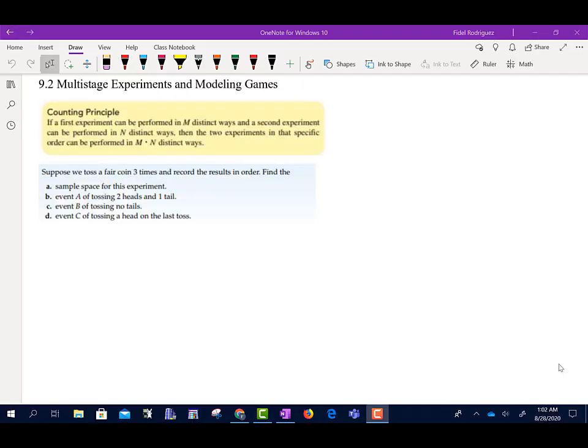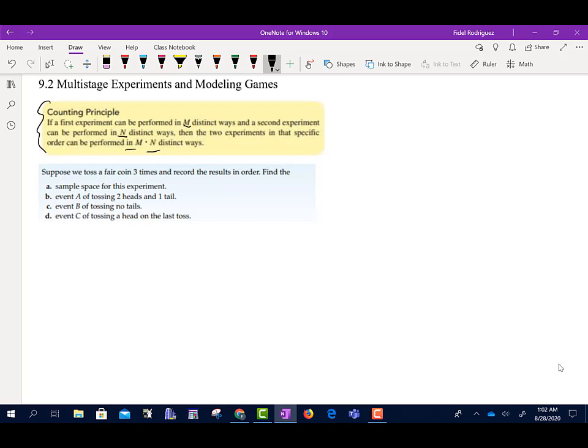Section 9.2 talks about multi-stage experiments in modeling games. So the first thing we have here is something called the counting principle. It says if a first experiment can be performed in m distinct ways, and a second experiment can be performed in n distinct ways, then the two experiments in that specific order can be performed in m times n distinct ways. Okay, so let's take a look at the first problem that we have here and see if we can't figure this one out.